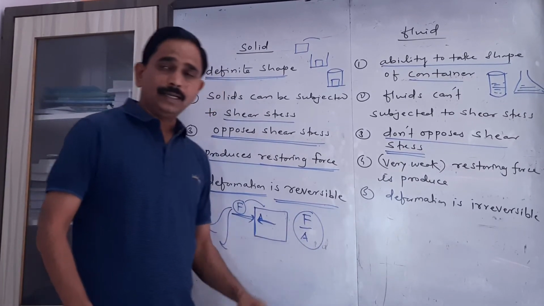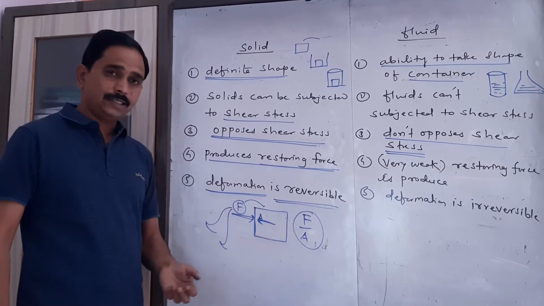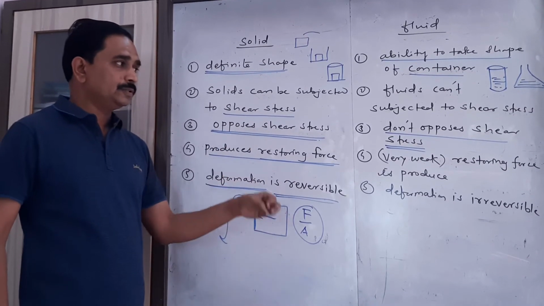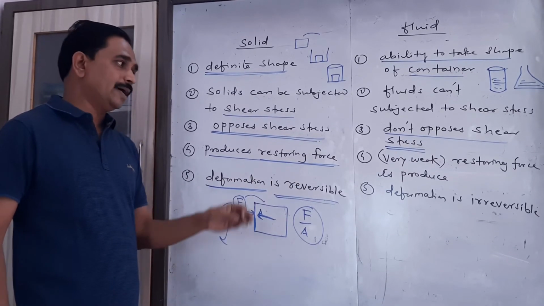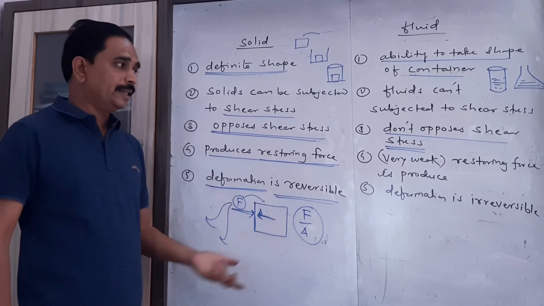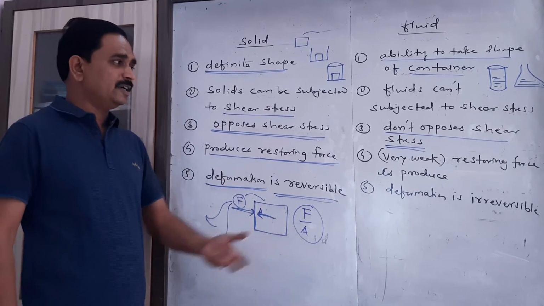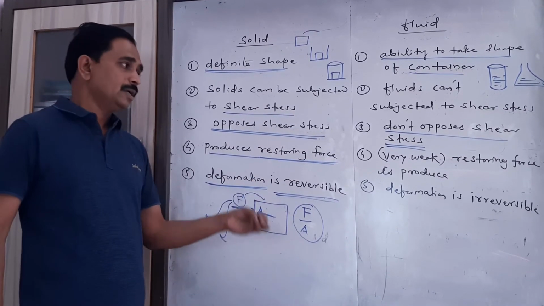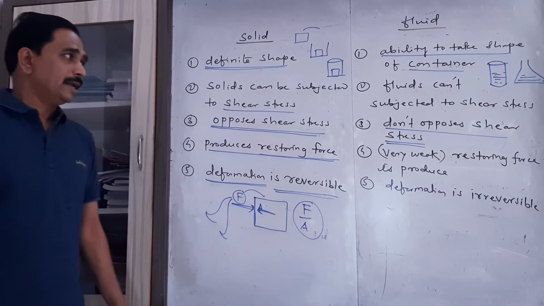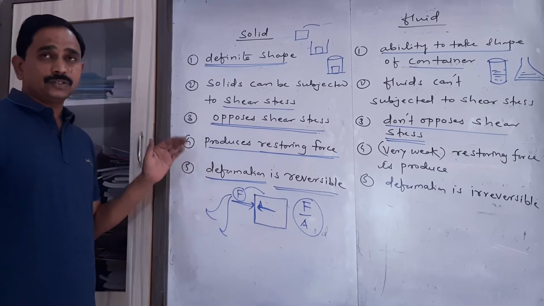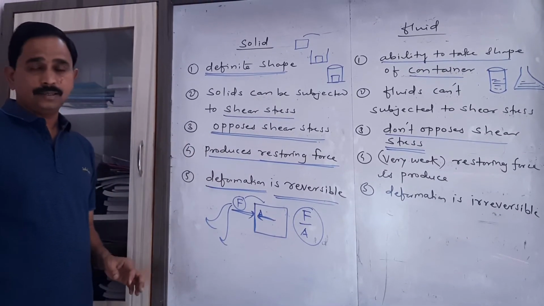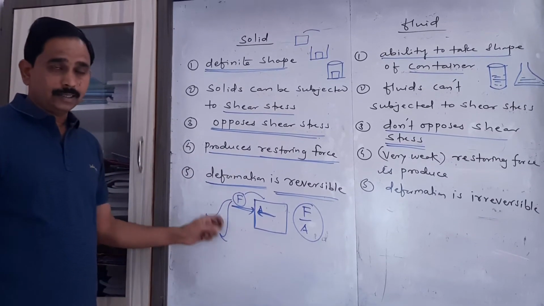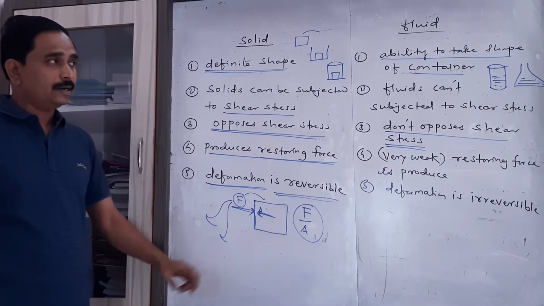But when we apply some force on liquid and gases, they are unable to produce the restoring force. That's why they are unable to regain their shape, because they already don't possess a definite shape. So whatever deformation is produced in liquid and gases is irreversible. So these are the certain distinguishing points between solids and fluids, which are given under the head of introduction in our textbook.